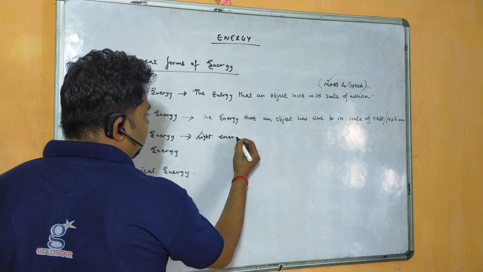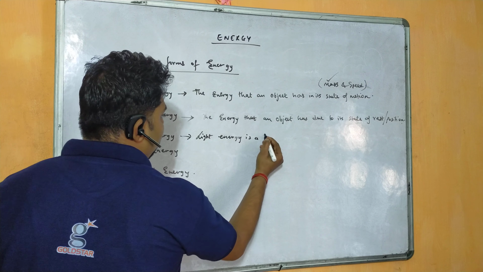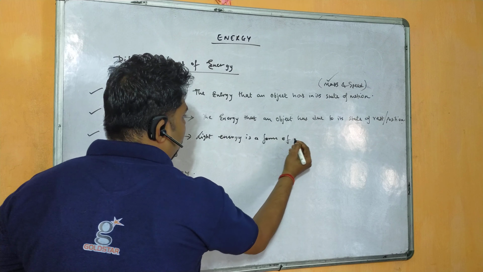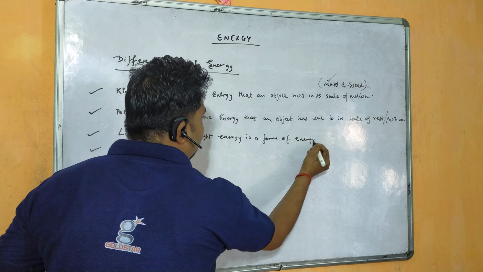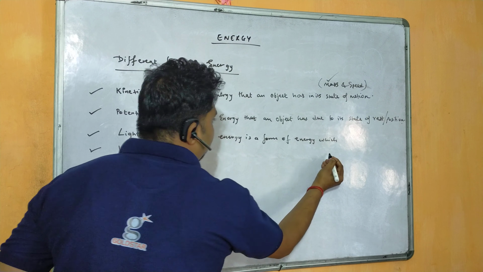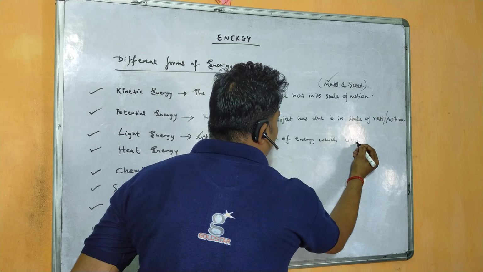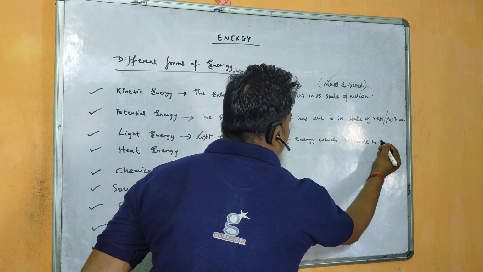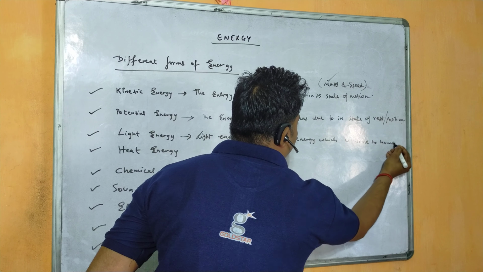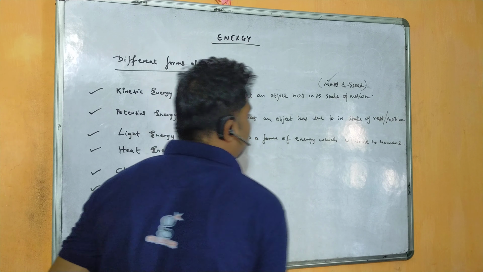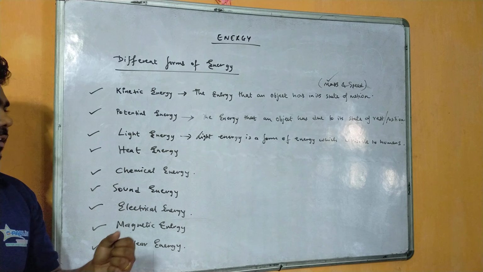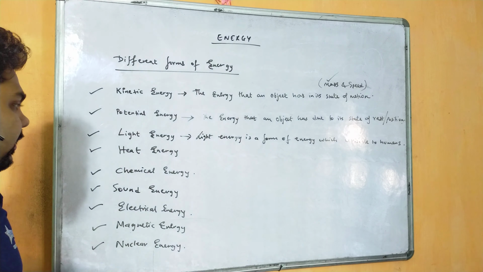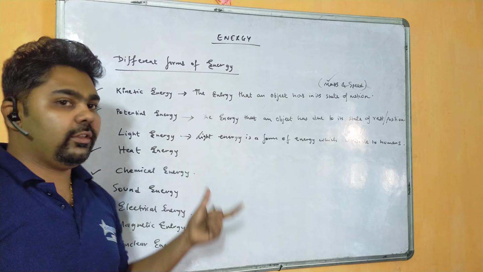Light energy is a form of energy which is visible to humans. So light energy is the only energy out of the 7 or 9 energies which is visible to human beings, right?